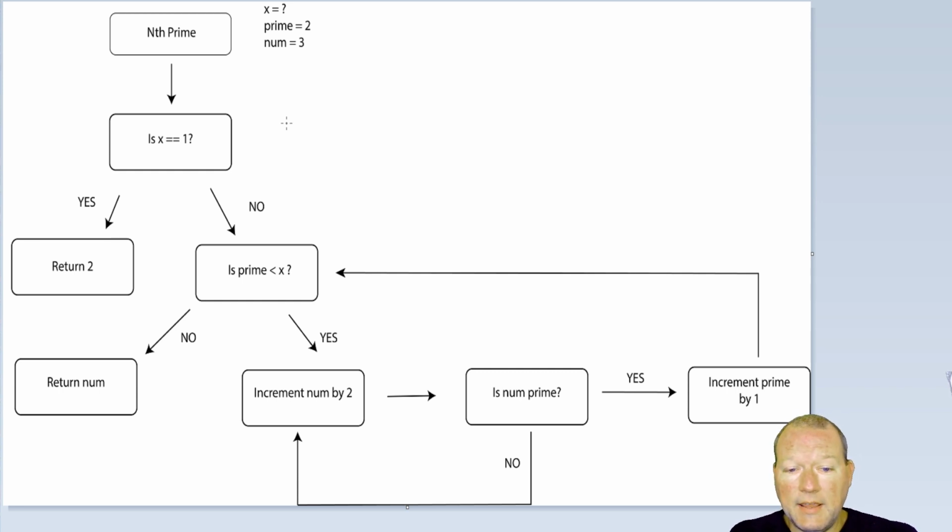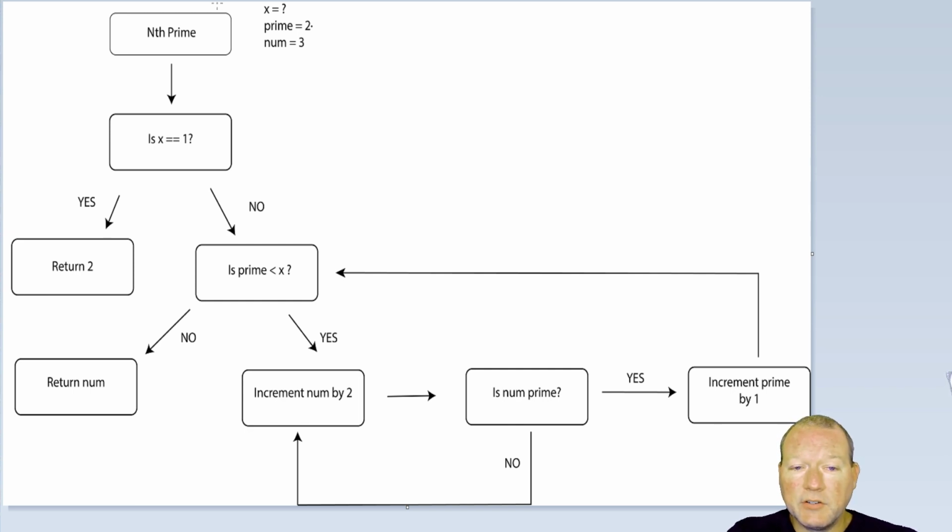So let's just say, so we can see our steps here, what would happen? What happens if they enter x as 2? So is prime less than x? Is 2 less than 2? Well, no. So it jumps over here and outputs num, which happens to be 3. Okay, so we have the first 2 prime numbers taken care of. The first prime number is 2, second prime number is 3.